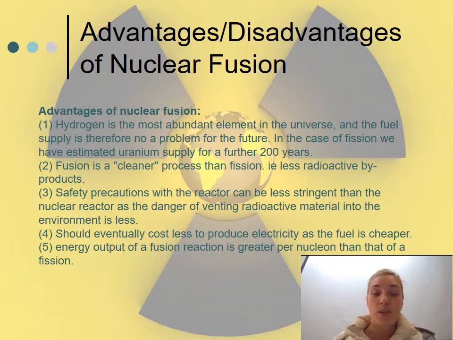Safety precautions with the reactor can be less stringent than a nuclear reactor, as the danger of actually venting radioactive material into the environment is far less than it would be with a fission reactor. It should eventually cost far less to produce electricity because the fuel is more abundant and therefore much cheaper. And also, a huge advantage is that the energy output from a fusion reaction is far greater per nucleon than that of a fission reaction.